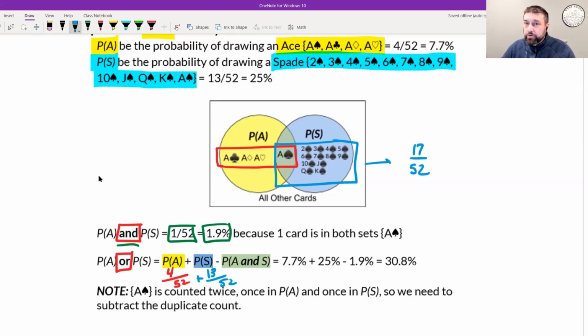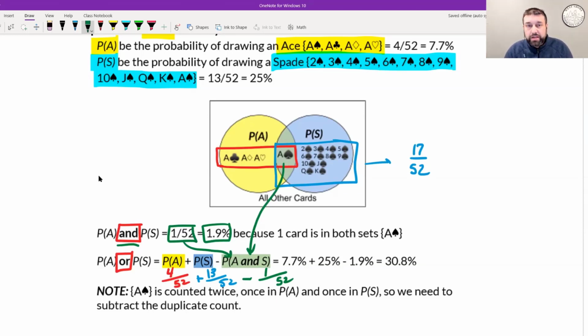But you counted the ace of spades twice. You counted it once with the aces and you counted it once with the spades. And you can't do that. That's an illegal move. You can only count the ace of spades one time. And so what you have to do is subtract the double count. You have to subtract the number of items that are in the AND, which is what we calculated up here. See that? There's the AND component.